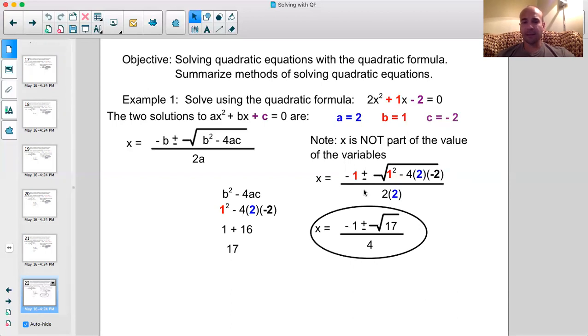And now that's the kind of answer that, again, only a mathematician could love. Because what is that? Is that a whole number? Is it a fraction? Is it negative? Is it positive? Like, what is that? Well, the square root of 17 is a little bit over 4, because the square root of 16 is 4. And so this number represents 2 numbers. It represents negative 1 plus 4 point something divided by 4, and it also represents negative 1 minus 4 point something divided by 4.